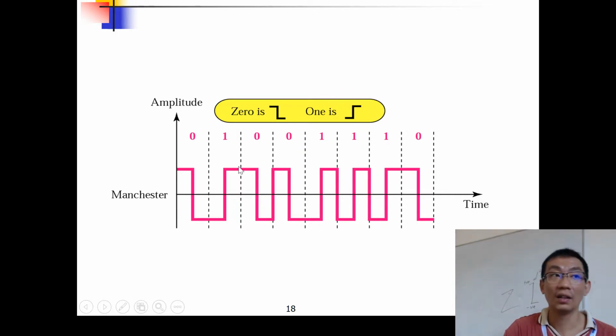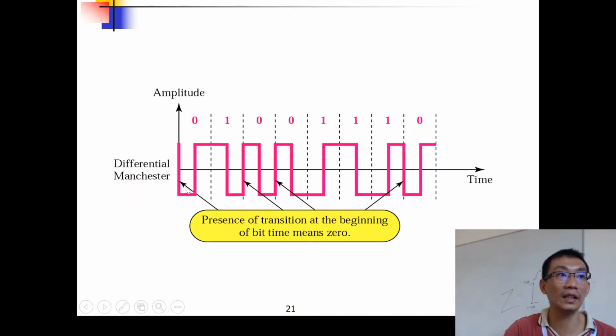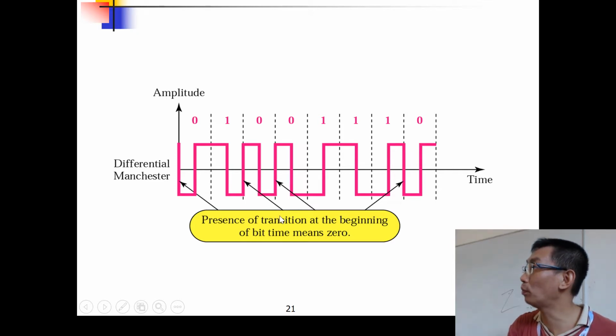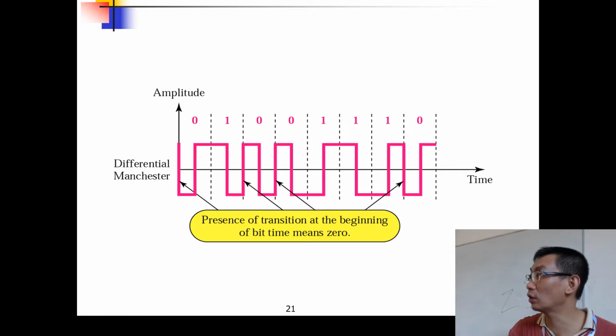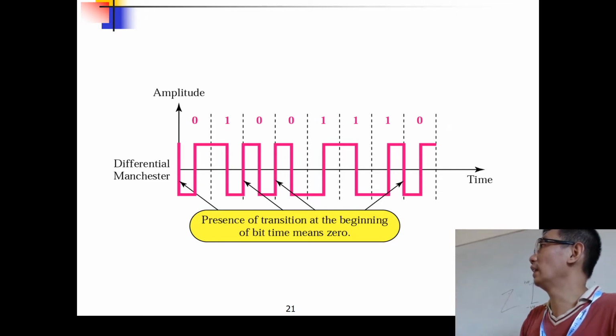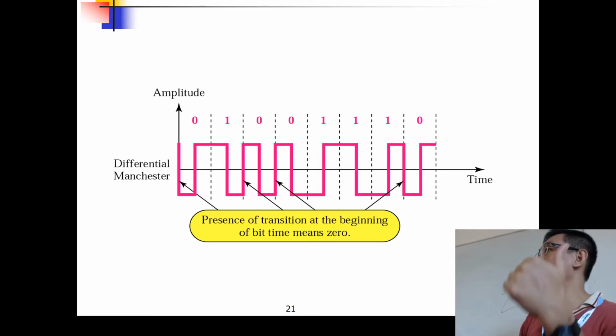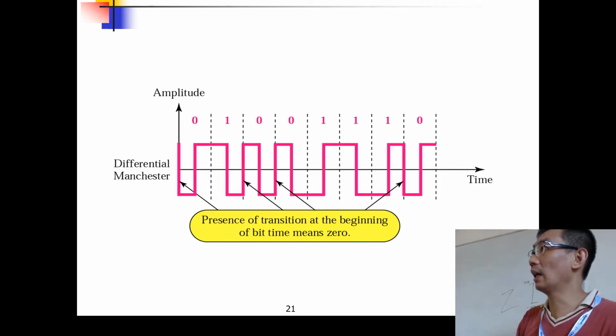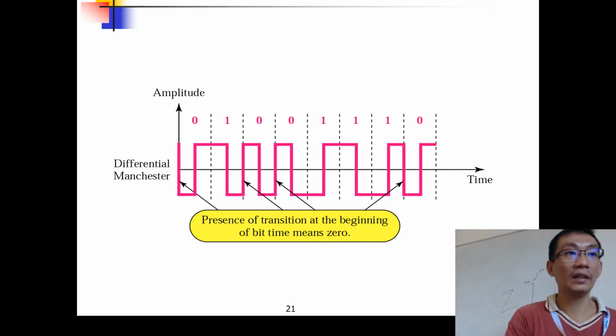Whereas in differential Manchester encoding, you can see here the presence of a transition means 0. So this is 0. No transition means 1. So it's an improvement. Differential Manchester encoding is an improvement compared to Manchester encoding. So you should be able to see the difference between the unipolar and polar.